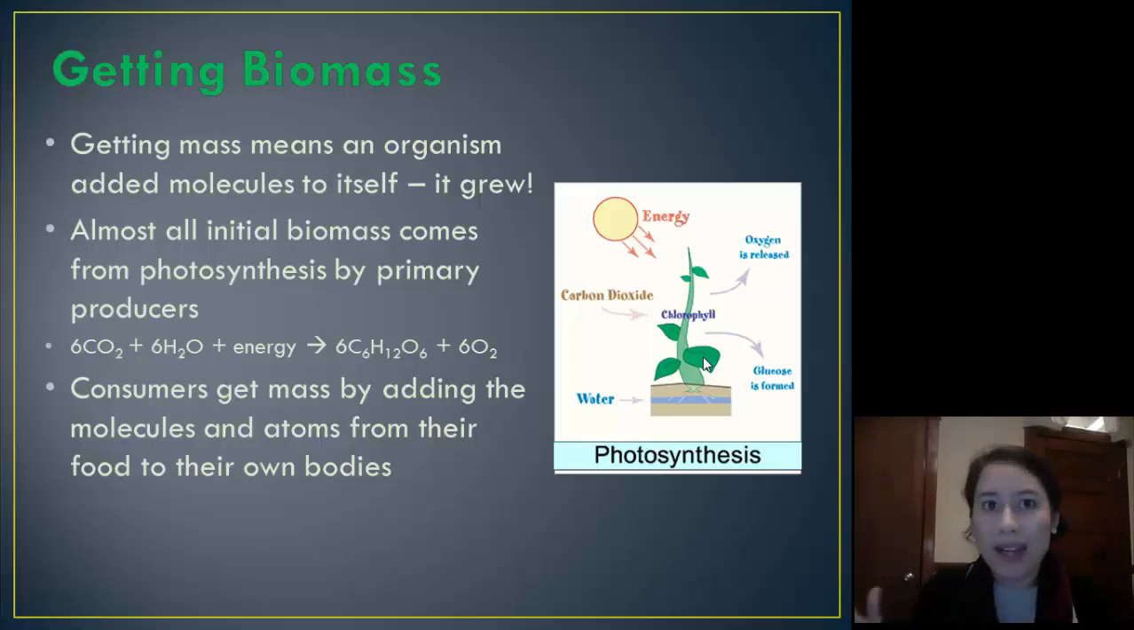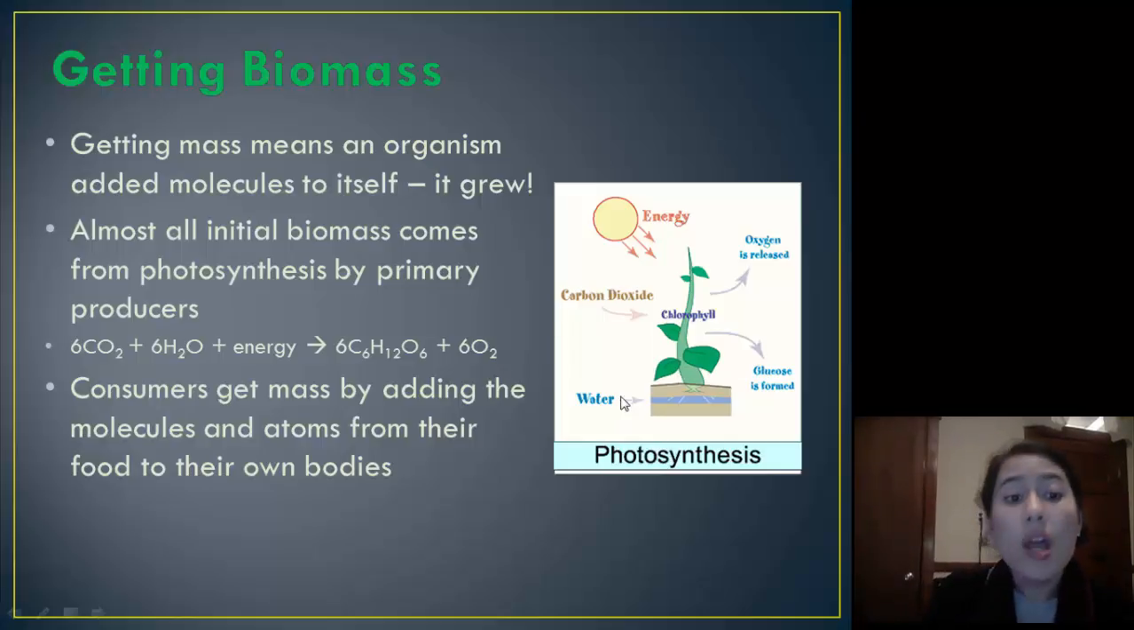This process blows my mind every time I think about it, because what it means is that plants are taking literally molecules in the air and building themselves, growing by adding those molecules to themselves. It's pretty crazy. So when you see a tree or you see a plant, you're really seeing the product of lots of photosynthesis, lots of carbon dioxide coming in and being built into those glucose molecules. So that's how primary producers do this process.